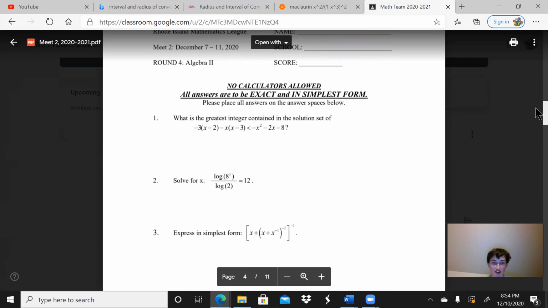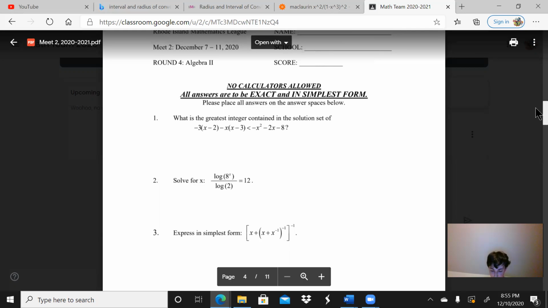What is the greatest integer contained in the solution set? Oh, I don't like inequalities. Negative 3x plus 6 minus x squared plus 3x is less than negative x squared minus 2x minus 8. So cancel out the negative x squareds. Cancel out the 3x's. So 6 is less than negative 2x minus 8. 14 is less than negative 2x, so x, well, no, wait. Negative 7 is greater than x, so the greatest is, wait, what?